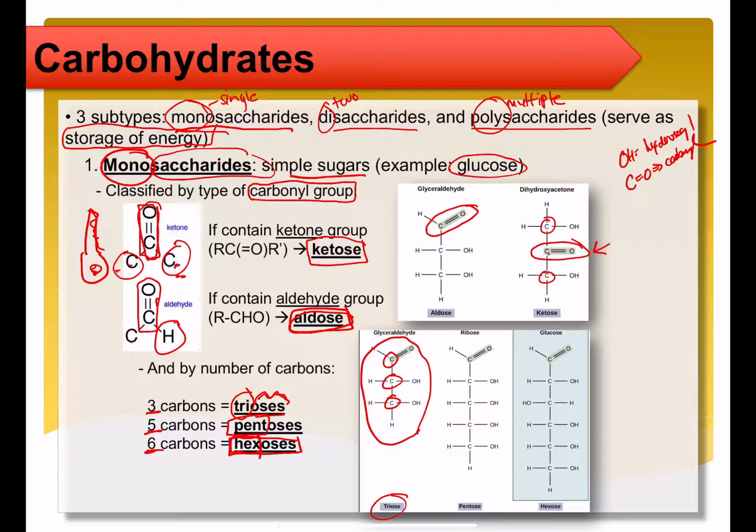Ribose, right here, has 1, 2, 3, 4, 5 carbons, so we call it a pentose molecule. And lastly, a molecule of glucose has 1, 2, 3, 4, 5, 6 carbons, so it's called a hexose. Make sure you remember these 2 schemes of naming monosaccharides. Other than their specific chemical name, we can also identify them as a ketose or aldose, or by the number of carbons as trioses, pentoses, or hexoses.